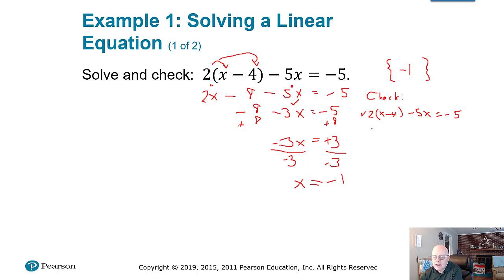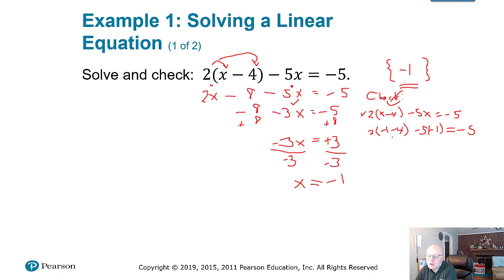Good. Next, we're going to put that -1 that we found into the x, because x is supposed to be -1. So we'll have 2 times -1 minus 4, minus 5. Now remember, the x is a -1, equals -5. Here's your original equation with the solution put inside.